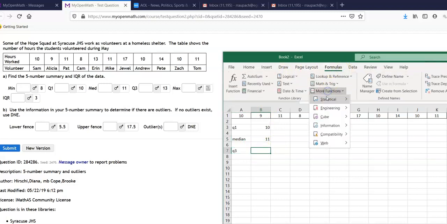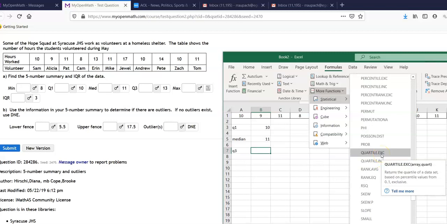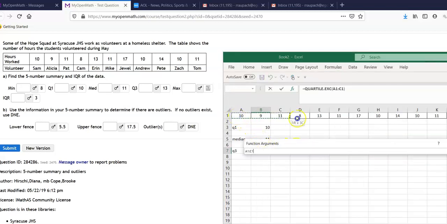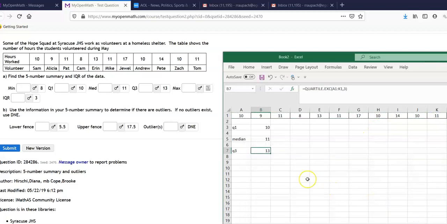More functions, statistical. Make sure when you do the quartiles, use the quartile.exe, not the INC, the exe. Okay, make sure you use that one. All right. 3. Okay. 13. All right. Max is 17.